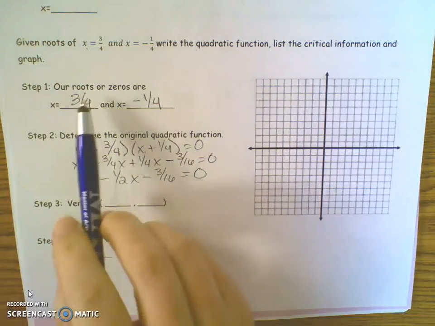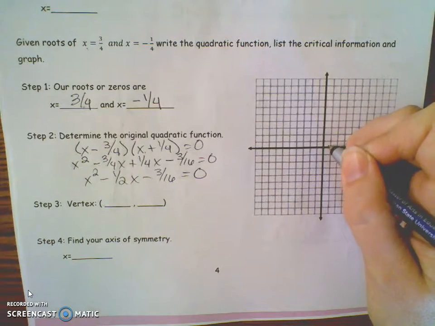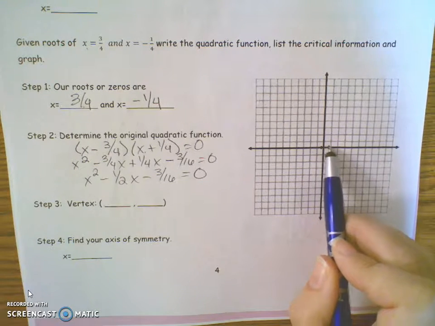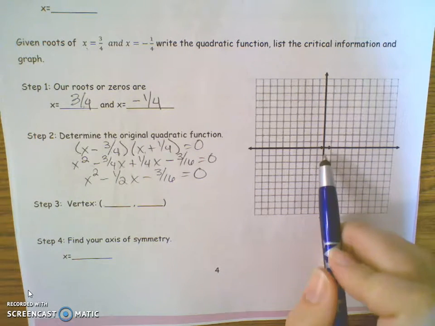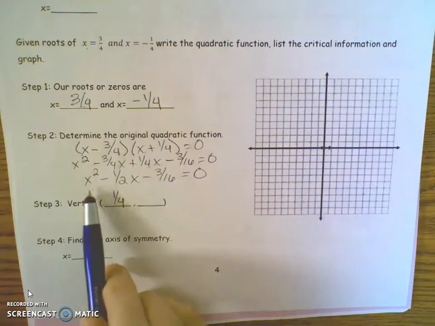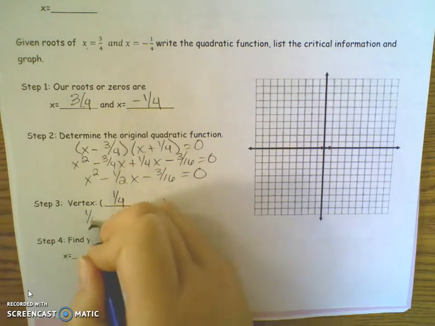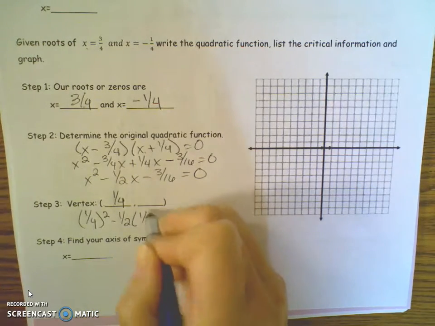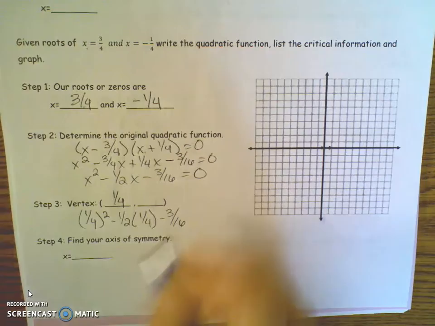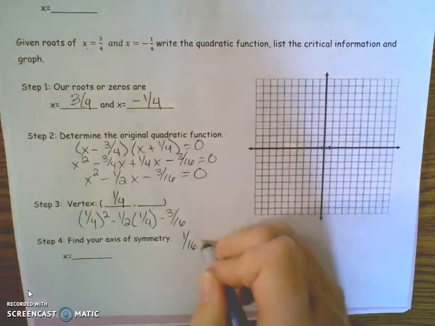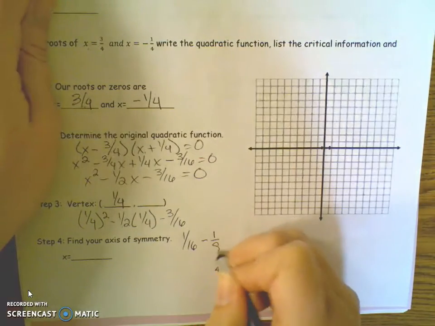And my vertex is going to be directly in between those. So if I have 3/4 and -1/4, halfway in between there is going to be 1/4. So like right there. So 1/4. Now I'm going to put 1/4 into this equation. So I've got 1/4 squared minus 1/2 times 1/4 minus 3/16. So 1/4 times 1/4 is 1/16. Multiply those together and I get minus 1/8.